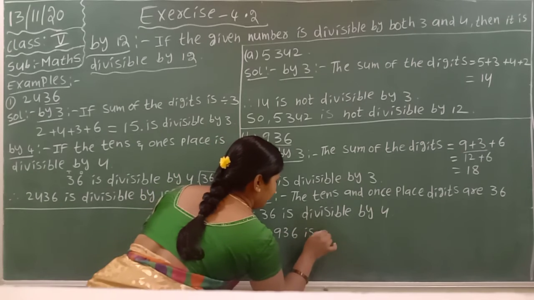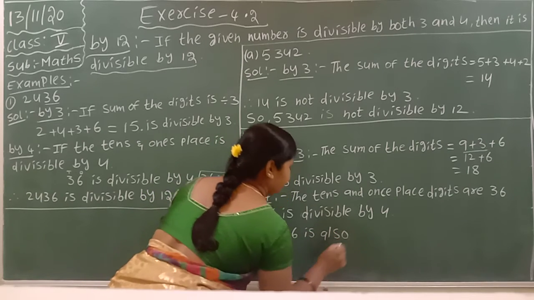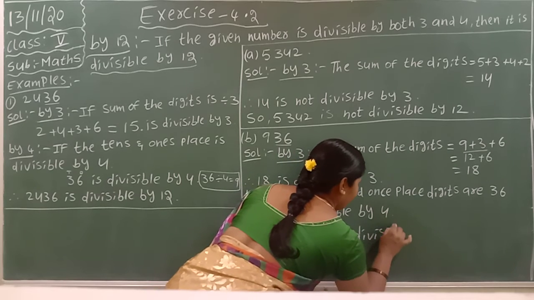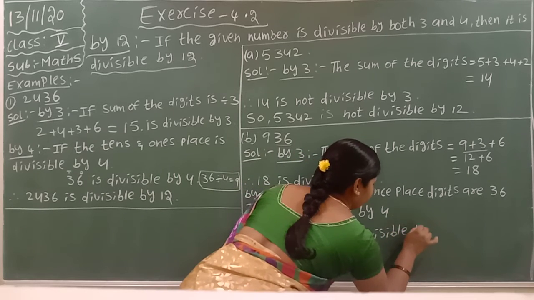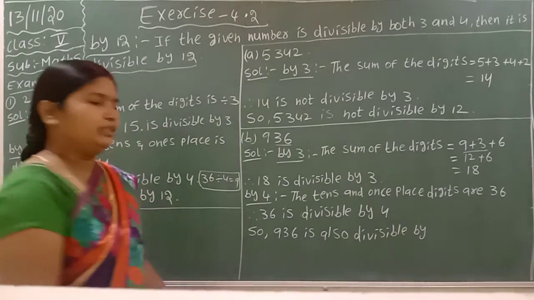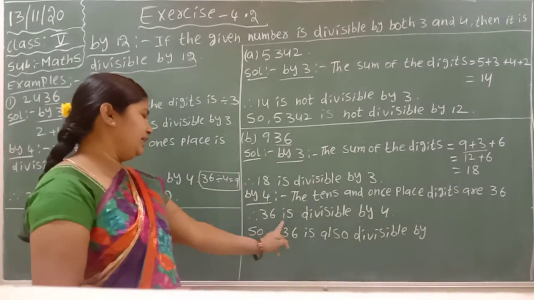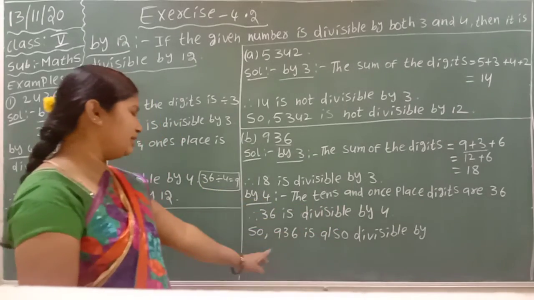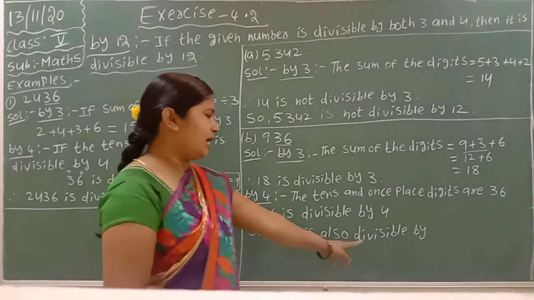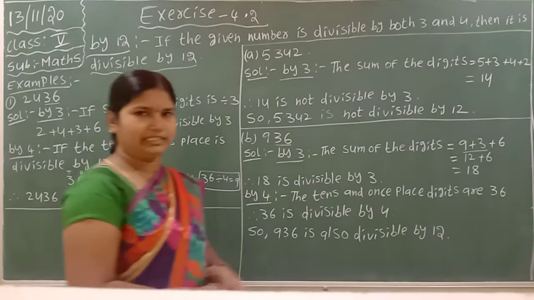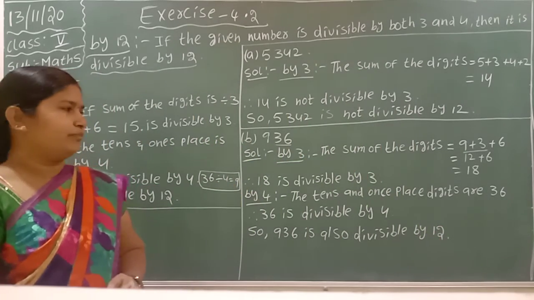So 936 is also divisible by 4. Okay. If 18 is divisible by 3, and here 36 is divisible by 4, so 936 also is divisible by 12 directly. Like this. Is it clear?